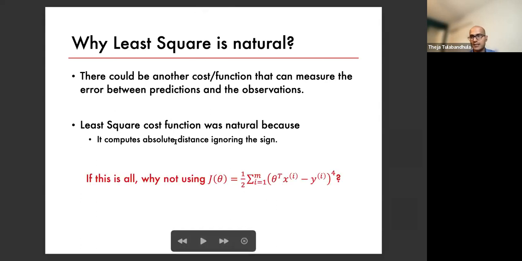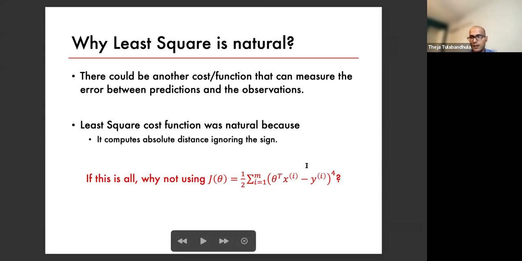So least square was the natural choice because we discussed this when we talked about this expression also, is because it computes the distance between my prediction and the ground truth, yi versus h theta of xi, without regard to the sign. Okay, whether h theta of xi is greater than yi or less than yi, if they're too far away, then that's not a good model. Okay, so that's what it's doing, and so in that sense, it's natural. And so if that's the case, why not use something else, right?